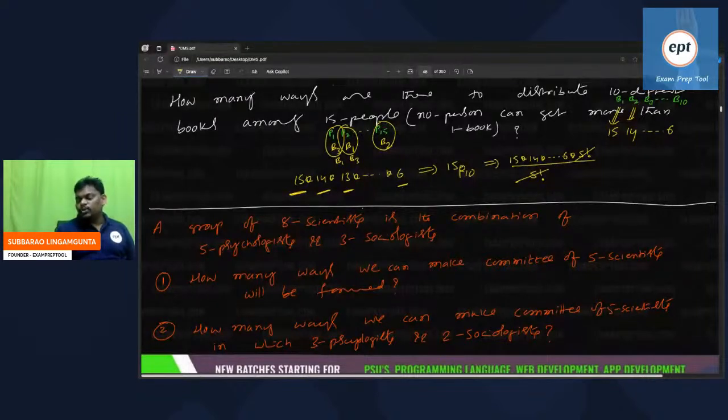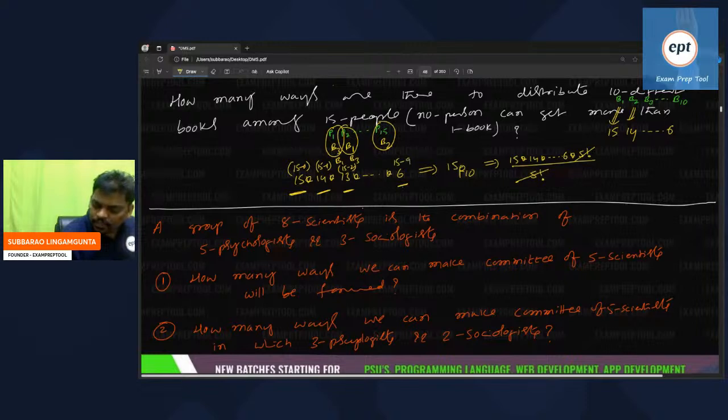You may say, sir, how is it possible? Very simple. It is 15 minus 0, then 15 minus 1, then 15 minus 2, decreasing by 1 and so on. Lastly, 15 minus 9. See, 0 to 9 is 10 books. 15 minus 9 is 6. So finally, this is the answer. It's a very simple answer, right?